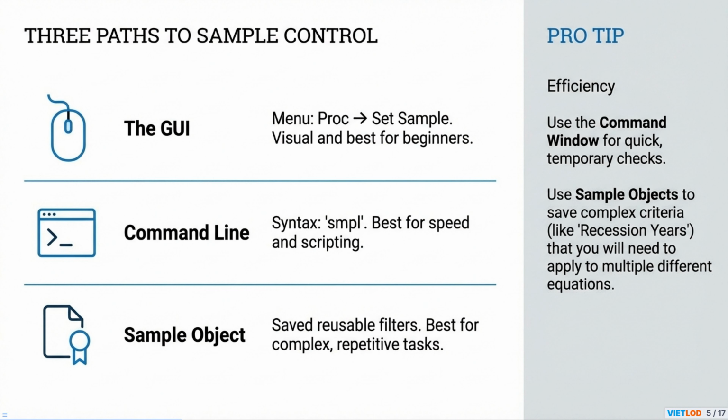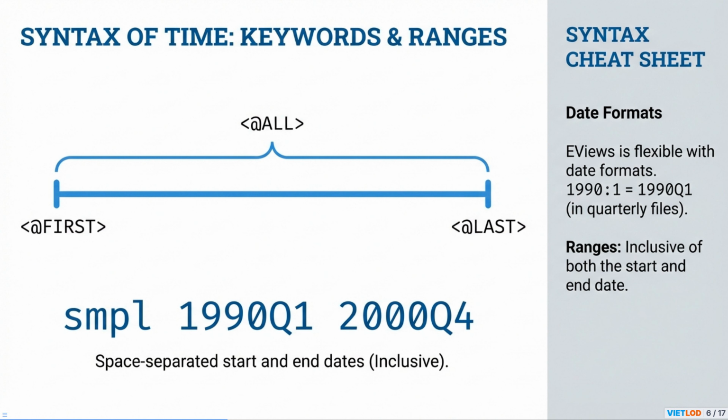Finally, for complex or repetitive tasks, you can use sample objects. These are saved, reusable filters. You can define a complex set of criteria once, save it as an object, and then apply it to multiple equations or models with a simple command.